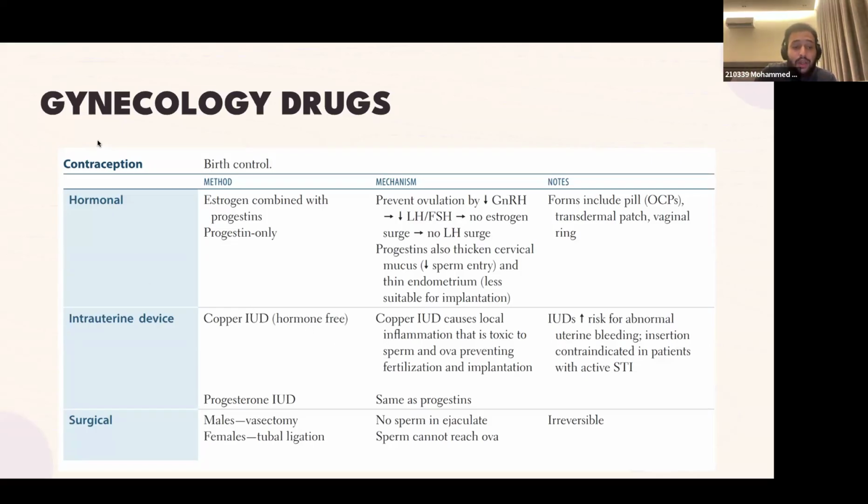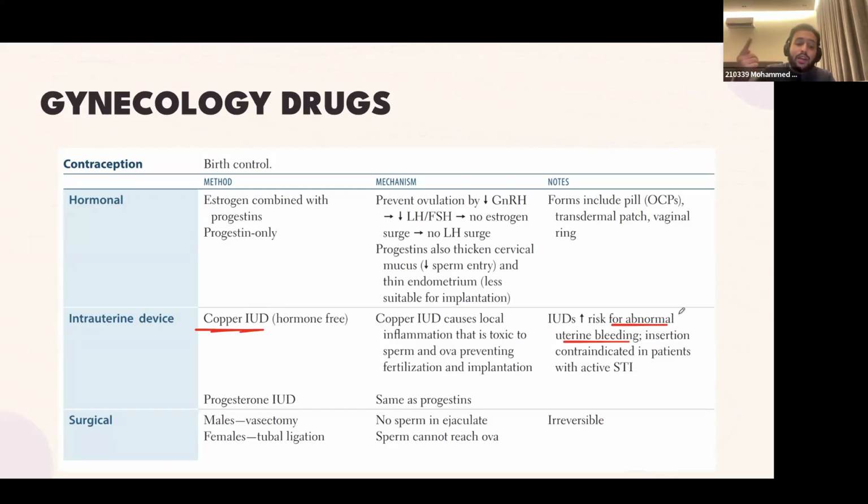Now, an important thing about IUDs is it causes abnormal uterine bleeding, and this is more specifically with the copper IUD. That's a contraindication to giving an IUD if they have active bleeding. So you need to rule out whatever is causing the bleeding, fix that, then you can give it.